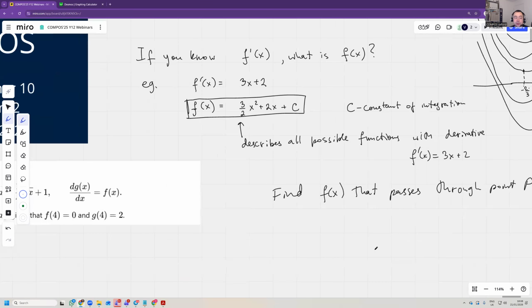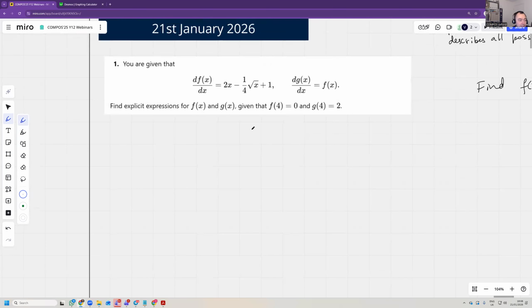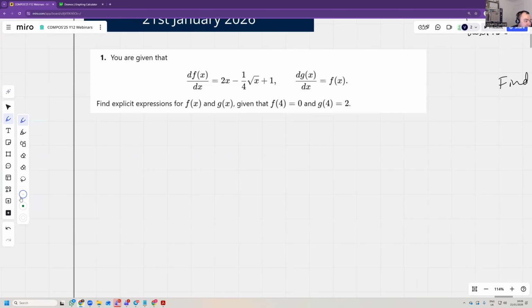Okay, so let's do some practice. By the way, today's problems are very similar to the ones in the assignment. So you would benefit heavily from this webinar if you're struggling with the assignment, for example. You're given that the derivative of a function is that. So basically it says that f dash of x is 2x minus 1/4 square root of x plus 1. What else do we know about f? Well, we know that f of 4 is 0.